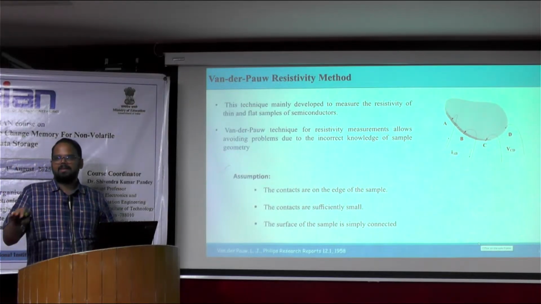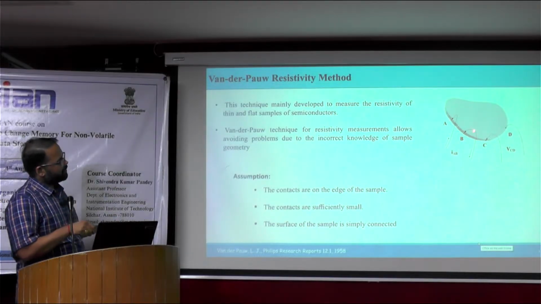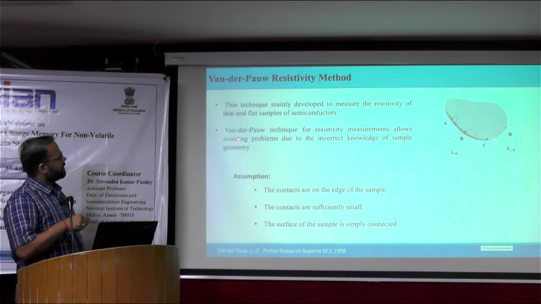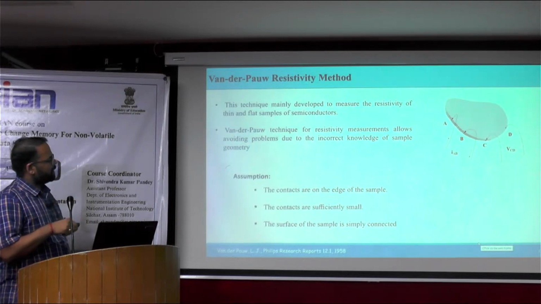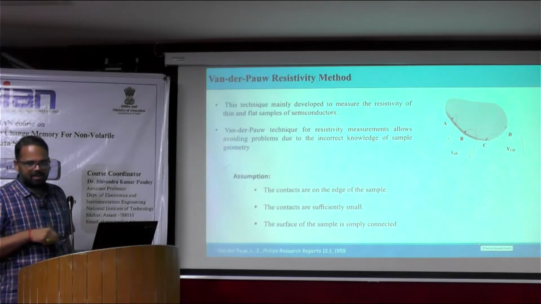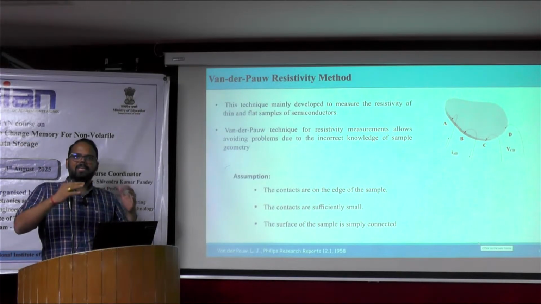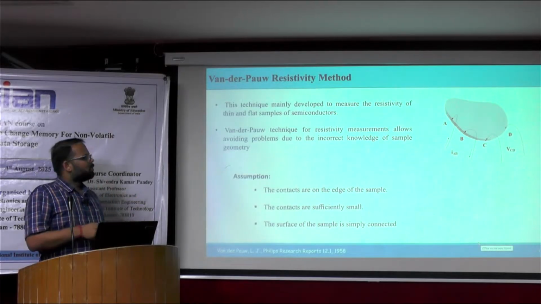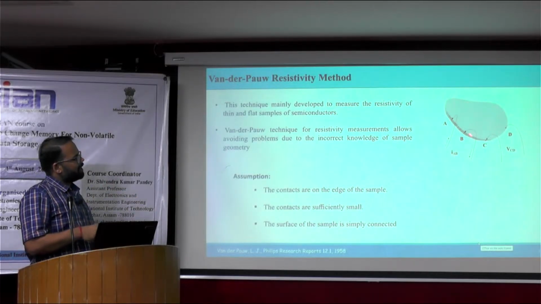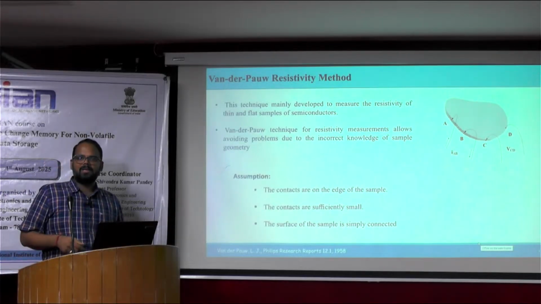So if we have a thin film of any sample, to identify its resistivity, the van der Pauw technique for resistivity measurement allows avoiding problems due to incorrect knowledge of sample geometry. So if you don't have any knowledge of the geometry, whether it is linear or what kind of sample it is, you can simply place the contacts at the edge, do multiple measurements, and use the appropriate mathematical equation.